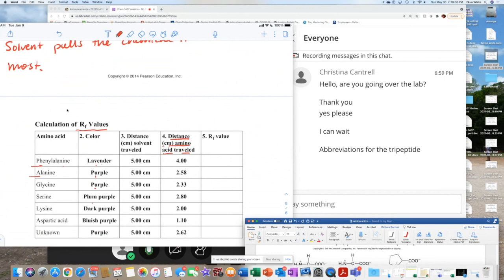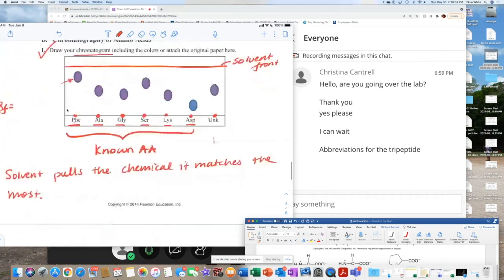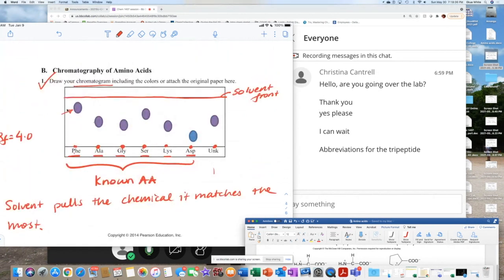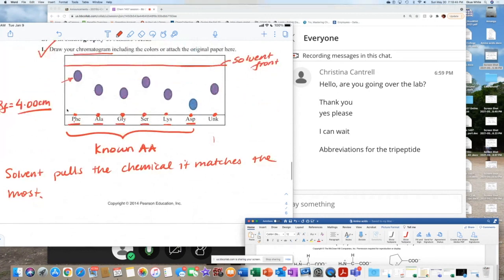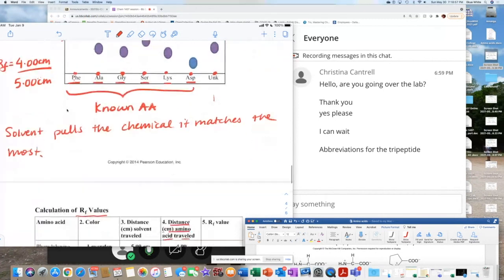Phenylalanine, let's see. It traveled 4.00 centimeters, right? So it's going to be 4.00 centimeters. And then the solvent, oh yeah, it's provided right here, traveled 5 centimeters, divided by 5.00 centimeters. So when you divide these two, you get the RF, the retention factor for phenylalanine. So let me go ahead and calculate that. 4 divided by 5, and I get 0.8.